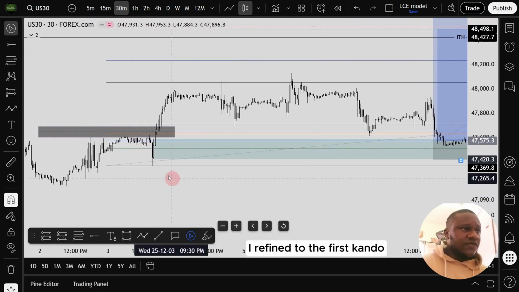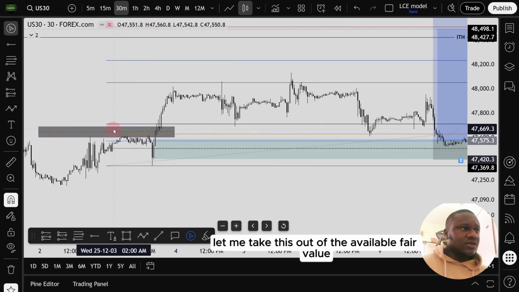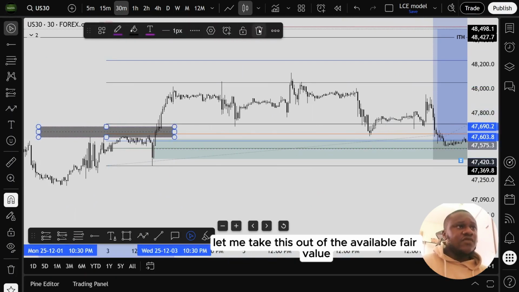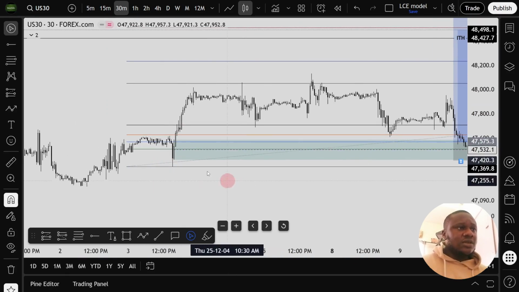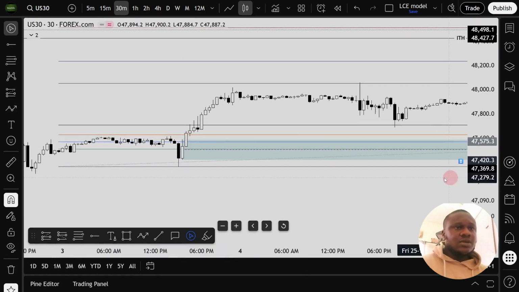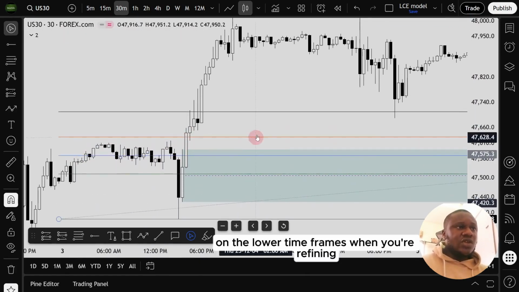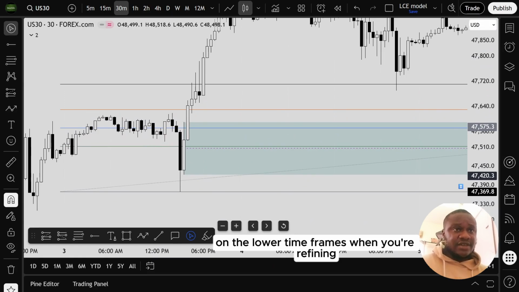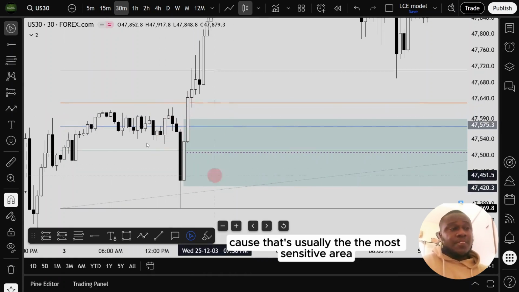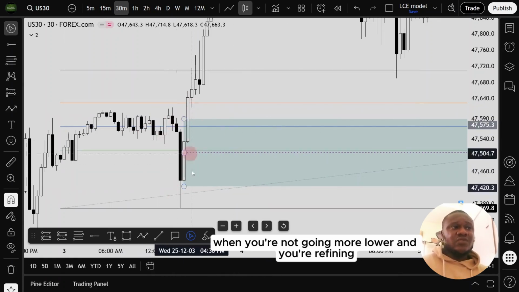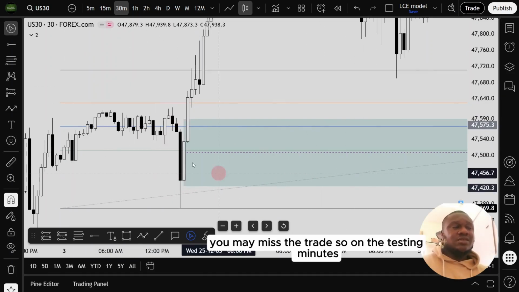to the first candle. Let me take this out of the available fair value gap. As you can see, candle 1, candle 2, and candle 3. Let me zoom into this. On the lower time frames, when you are refining, never refine past the first candle of this fair value gap, because that's usually the most sensitive area. When you go lower and keep refining, you may miss the trade.